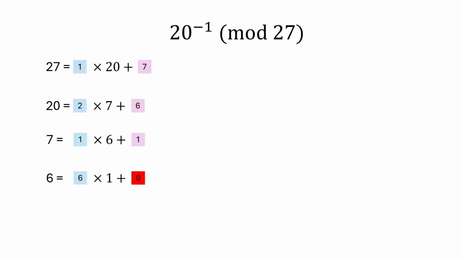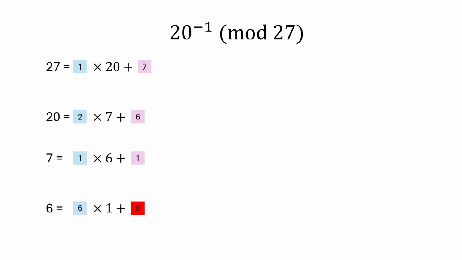Now, having all of these equations, we can use them to reconstruct the inverse of 20. We start by taking the last equation before we reach 0, so the one which has 7 on the left hand side, and expressing 1 using the other two numbers. In this case, we get that 1 is equal to 7 minus 6. Then we go to the equation above that. And now, from this one, we can express 6 as 20 minus 2 times 7.